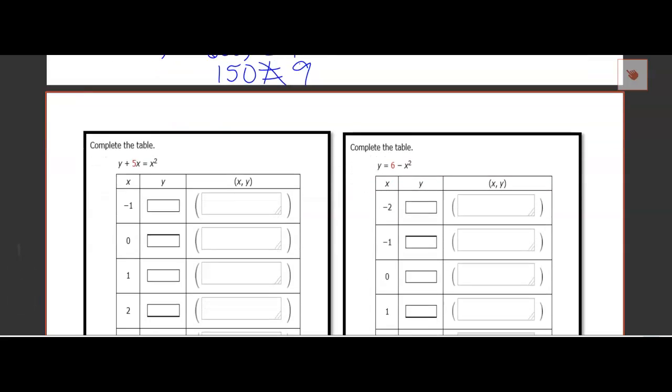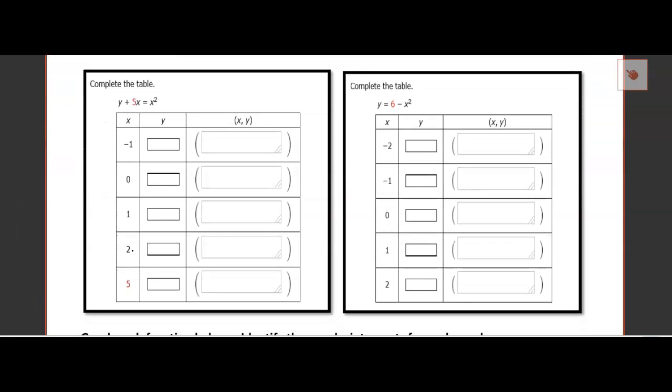Okay, let's see what else we've got here. So we've been given the x values that they want us to plug into that equation. So we're going to plug in that value for x and then find the value for y. I'll do the first one here. I'll plug a -1 in for x. I'll have y plus 5 times -1 equal -1 squared.